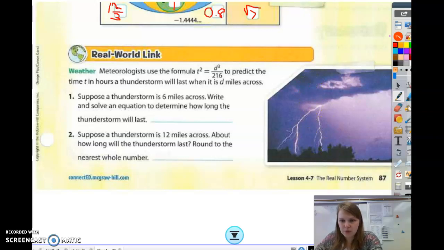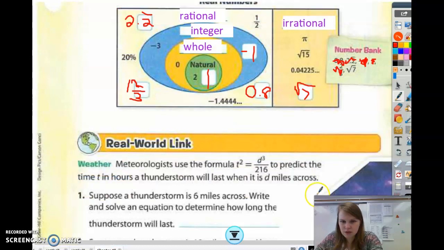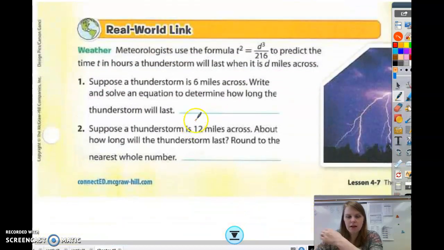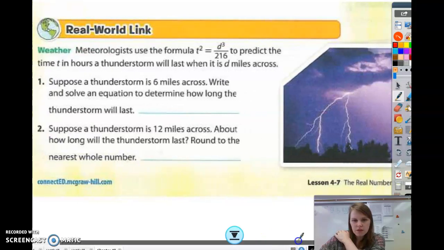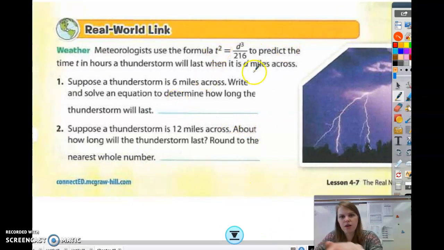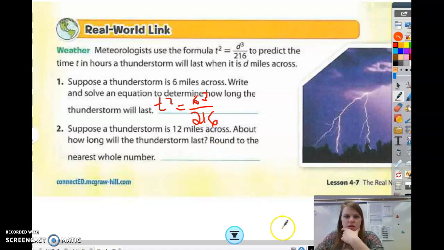I'm going to zoom in just a smidge so I can write a little more easily. So I'm going to put t² equals, and then I'm going to write, we have 6 miles across, so 6³ over 216. Sorry, that's bad handwriting. T² equals 6³ over 216. So let's see if I can do better here. 6 to the third power. There. I can do a lot better when I can write big.